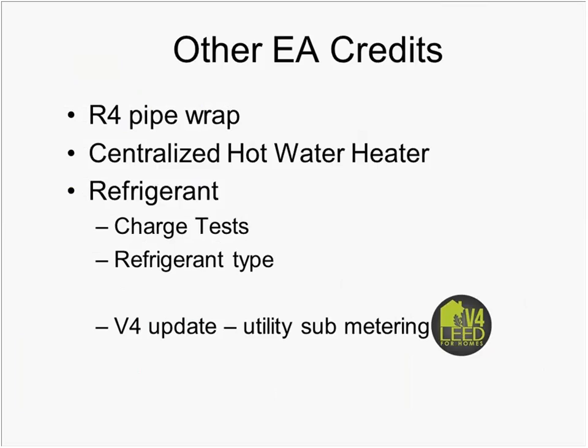So other EA credits that are going to pop up are R4 pipe wrap, centralized hot water heater, refrigerant charge tests, can get you extra points. And then in V4, we're going to be seeing the importance of utility submetering on both electric and gas in multifamily buildings. And the importance of that is because we know that if people understand and know what their utility usage is, they can be challenged or encouraged to make personal choices to reduce energy even further. So that will add some cost to do the submetering, but we're working with lots of teams and utilities out there to help offset those costs.